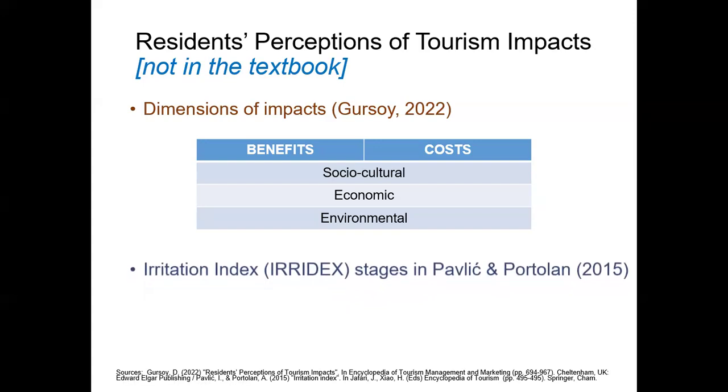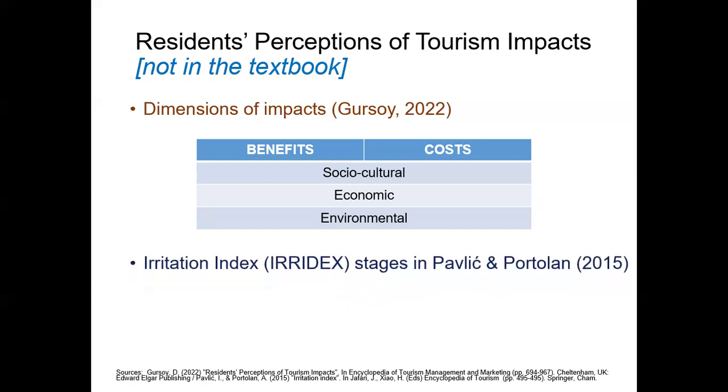And one of the models for understanding the reactions or the degree of support of residents for tourism activities, mentioned by Gursoy, is the irritation index. And this is another supplemental reading. It's an encyclopedia entry that I included for this week by Pavlik and Portolan, 2015. And they very briefly go over the four stages through which communities and residents at destinations go.